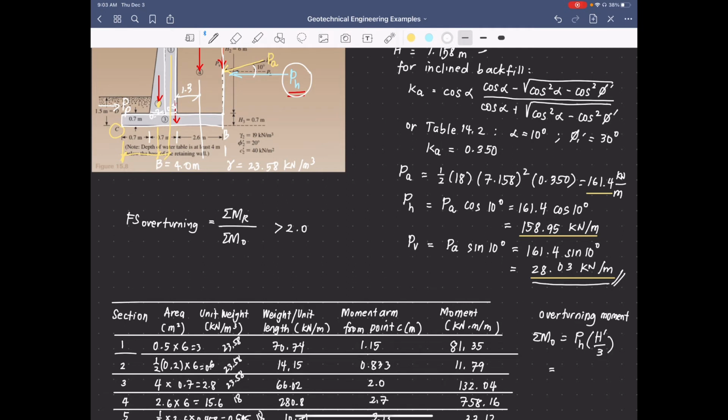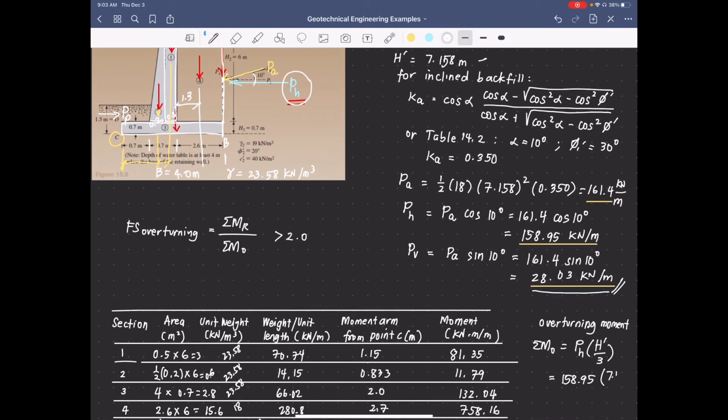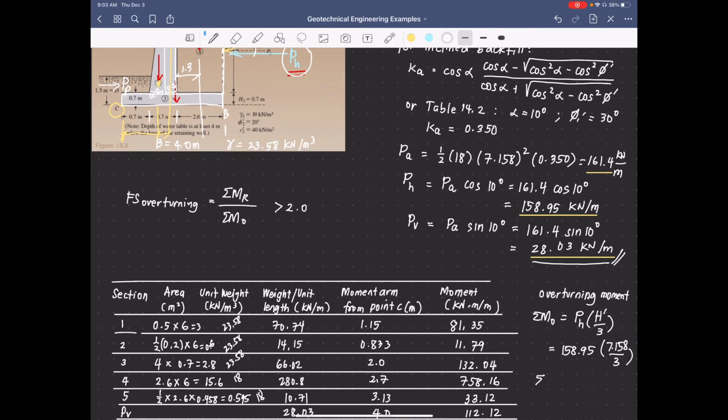So we have P sub H is 158.95 multiplied by H, which is 7.158, divided by 3. And the sum of the moment that will cause overturning is equal to 379.25 kilonewton meter per meter.